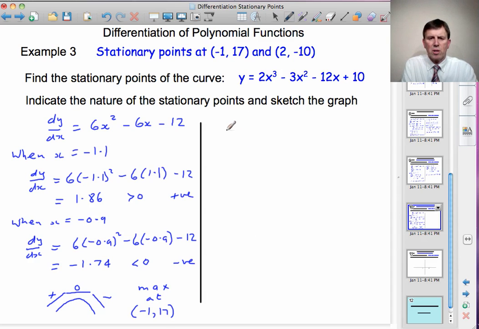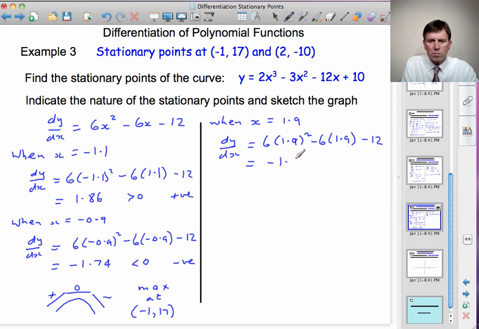Same again for the other stationary point. Let's look just before 2 and just after 2. So when x equals 1.9, just less than 2, then dy by dx is equal to 6 times 1.9 squared minus 6 times 1.9 minus 12. Put that in the calculator and we get minus 1.74, which is less than 0. In other words, it's negative.